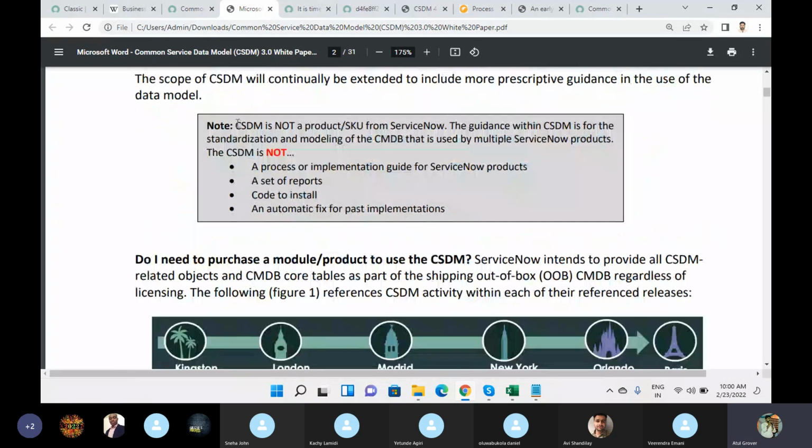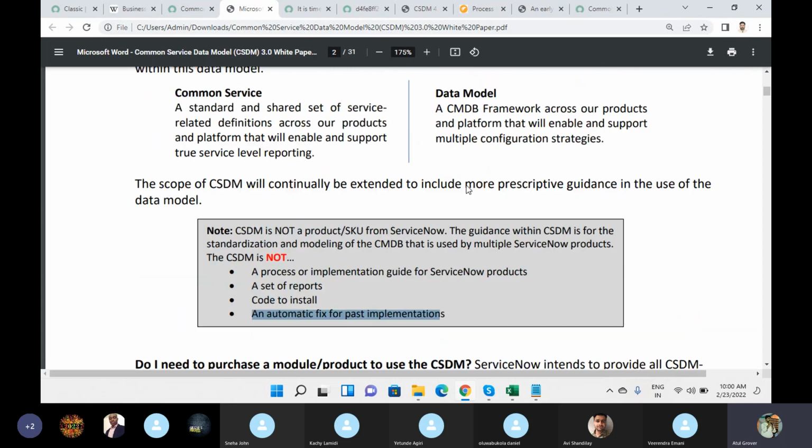The second point, which is important to understand, is a good read here. It is not a product, nor a configuration file. It is not like you just double click and the setup is done. No. It is a matter of tables, how tables are defined and in which table you need to store your data. So CSDM is not a process. No. It is not a set of reports. No. It is not code to install. No. It is not an automatic fix of the previous implementation. No. It is a framework.